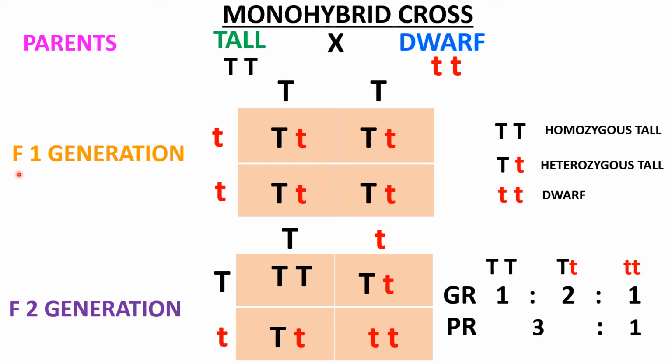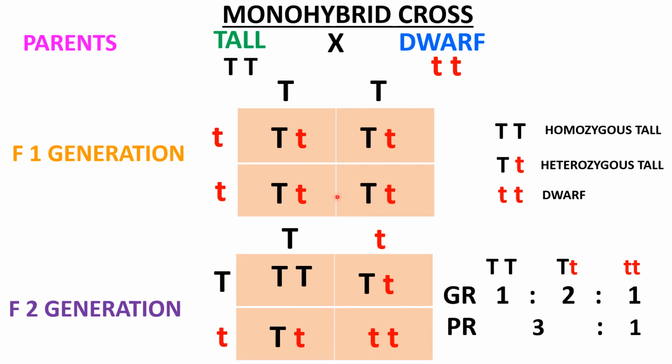In the F1 generation, the first gamete of the male may fertilize with the first gamete of the female to produce capital T and small t. The second gamete of the male may fertilize with the first gamete of the female to produce capital T and small t. The first gamete of the male may fertilize with the second gamete of the female to produce capital T and small t. Finally, the second gamete of the male may fertilize with the second gamete of the female to produce capital T and small t.